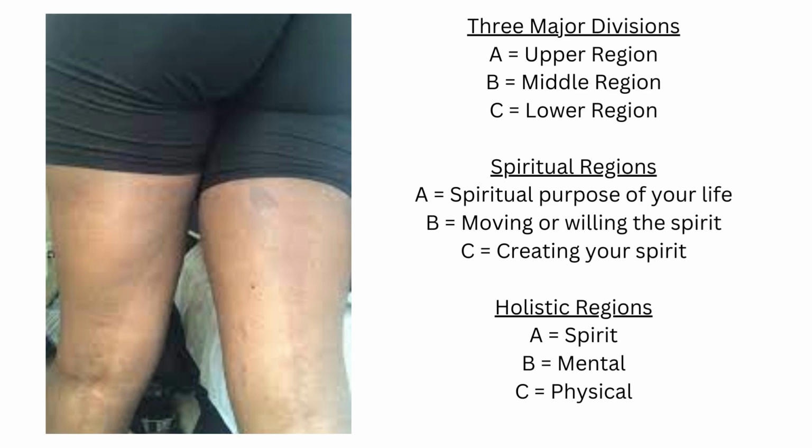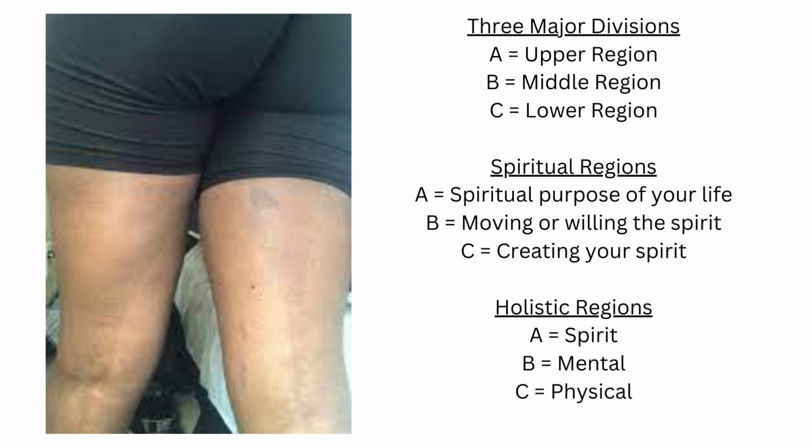Okay. So this sister here has something going on in region C, which means there's something physically going on. So I wouldn't even deal with the mental or spiritual. There's something going on with her lifestyle, her diet. That's where I would start with that. Although you can see some discoloration all up and down the leg. So actually, I'm going to change my answer. I would treat all three with this sister. I would treat all three.